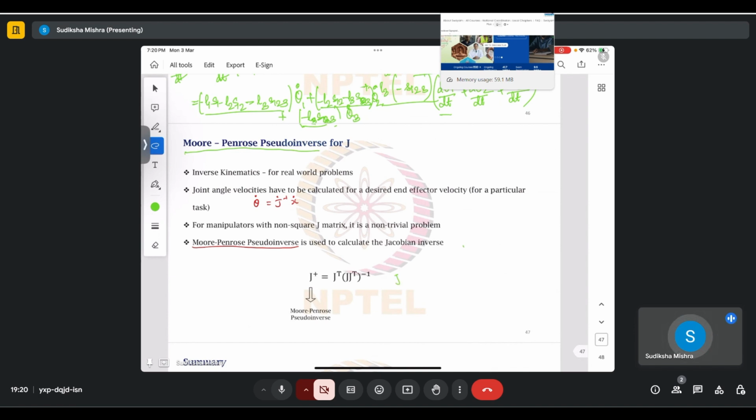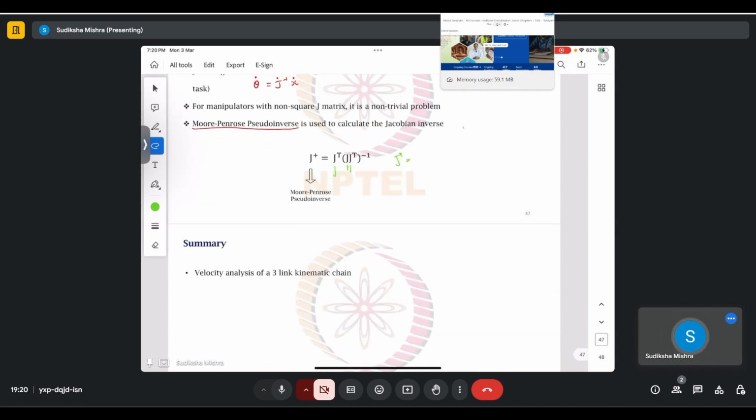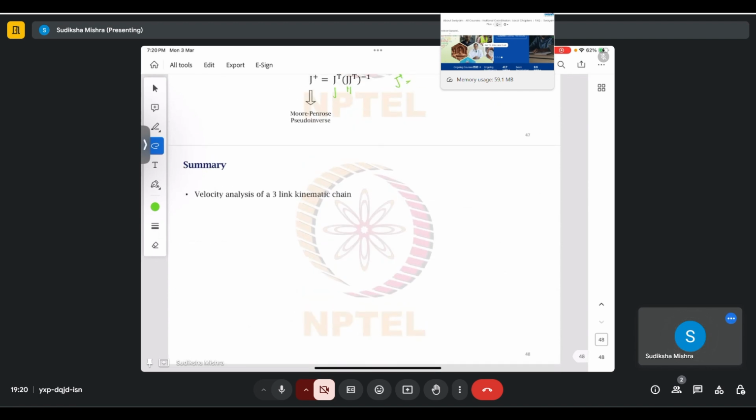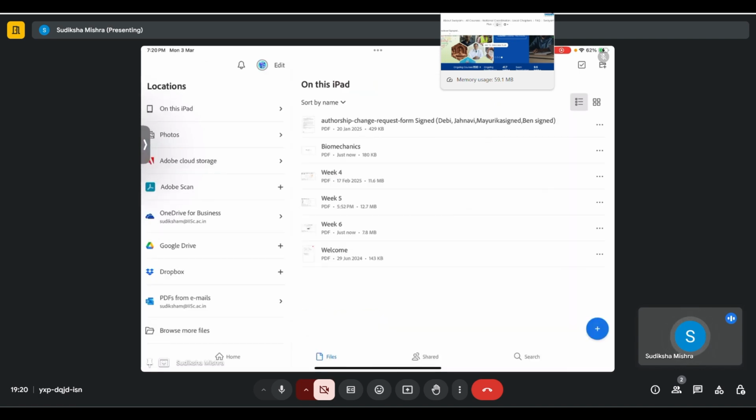The Jacobian inverse is the transpose of the Jacobian multiplied by the inverse of the product of the Jacobian and the Jacobian transpose. So essentially it becomes this. This is not an exact inverse, it is a pseudo inverse. It's not a true inverse, but for analytical purposes this works. Let me just pull up the questions.